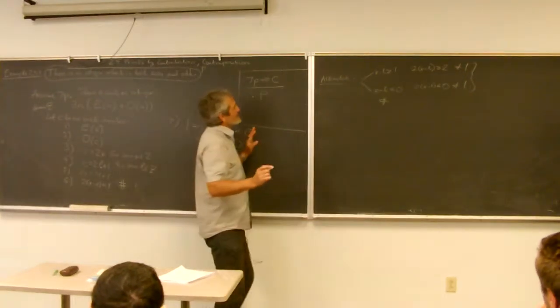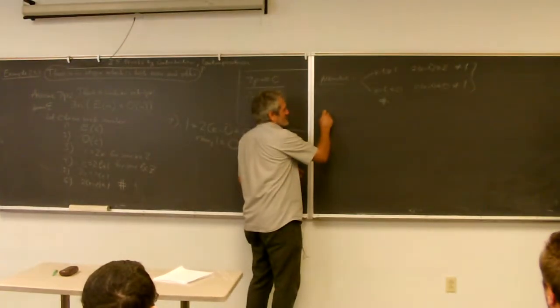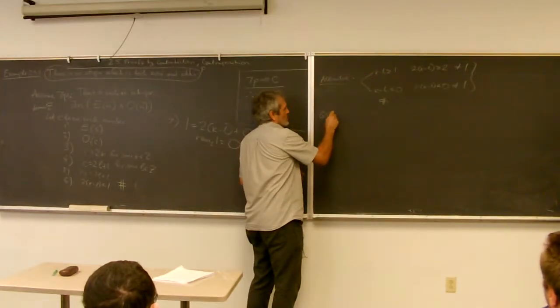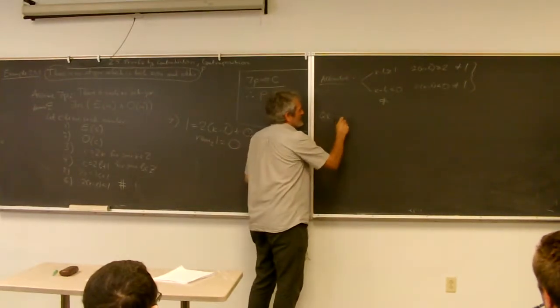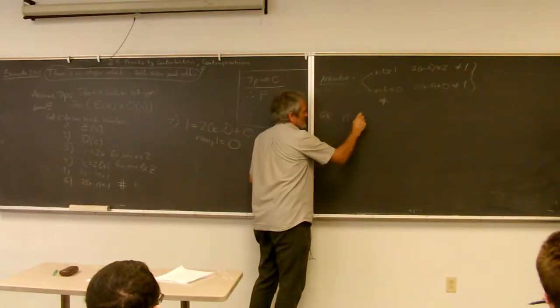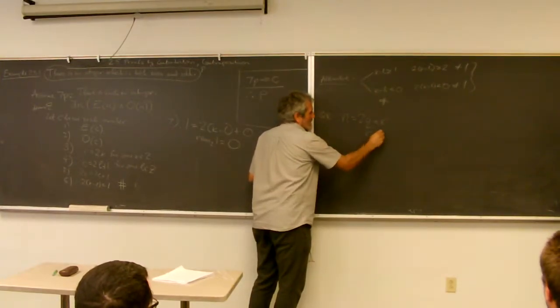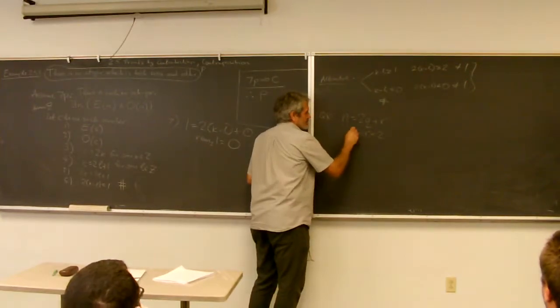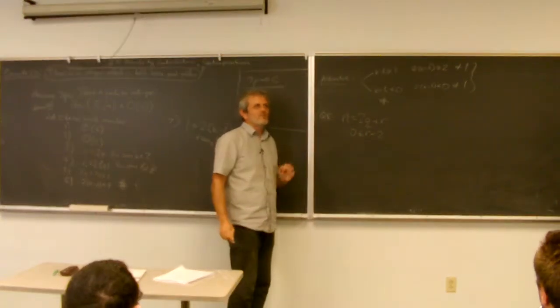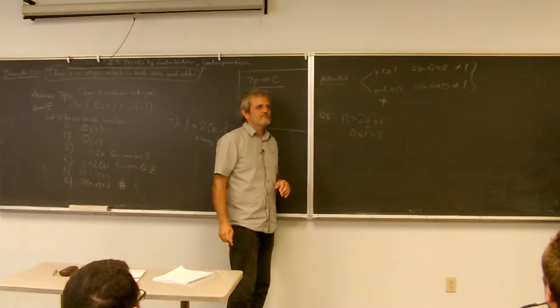All right, quotient remainder says the following. Every number n equals 2 times q plus r, where r is less than 2 and greater or equal to 0. Do you agree with this theorem from last time?